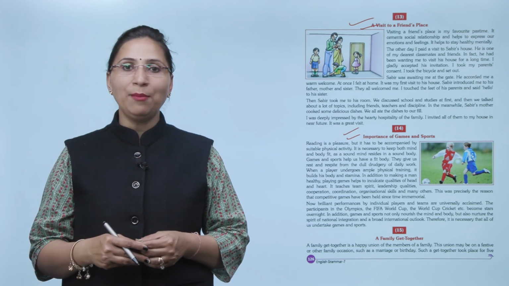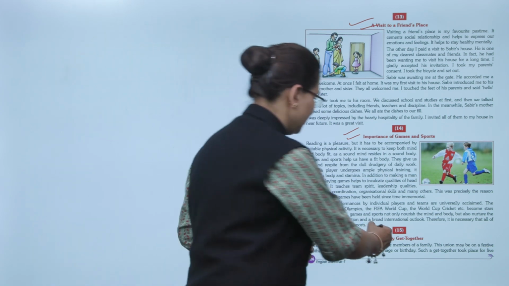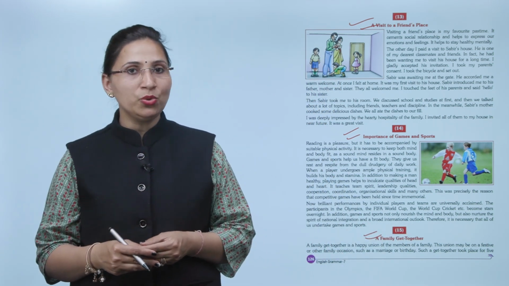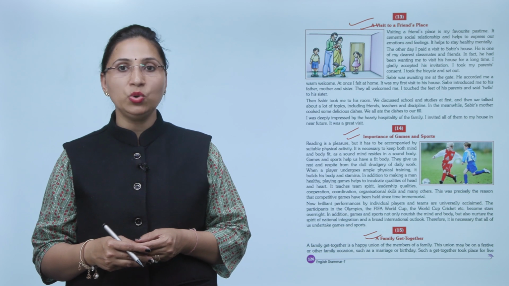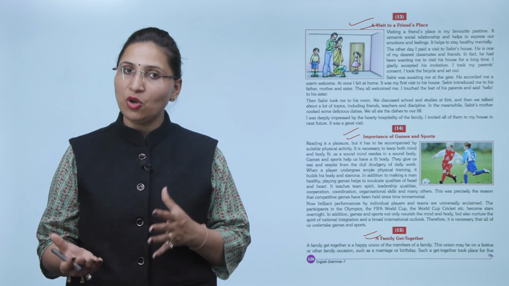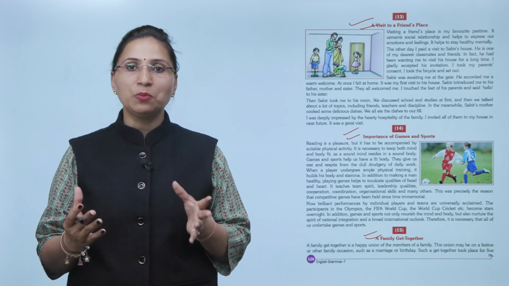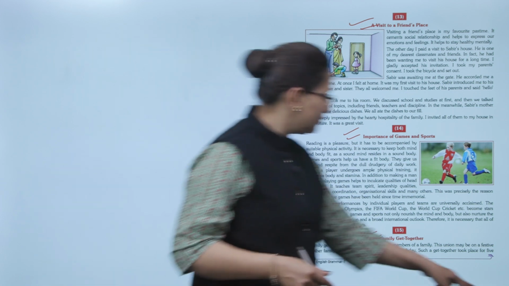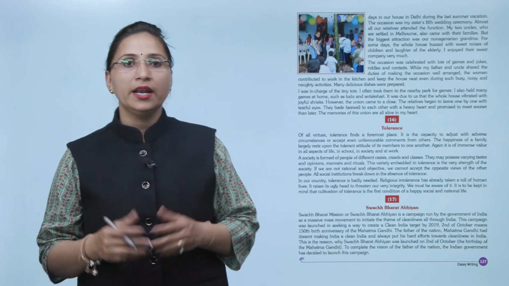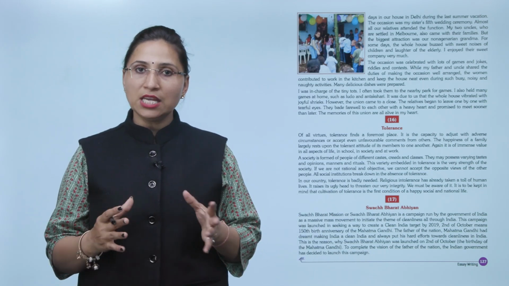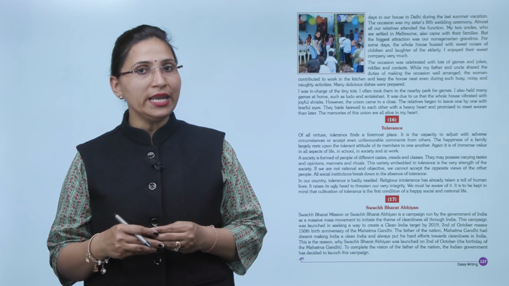Next is a family get-together. A family get-together is a happy union of the members of a family. The union may be on a festive or other family occasion, such as a marriage or birthday. Such a get-together took place for 5 days in our house in Delhi during the last summer vacation. The occasion was my sister's wedding ceremony.